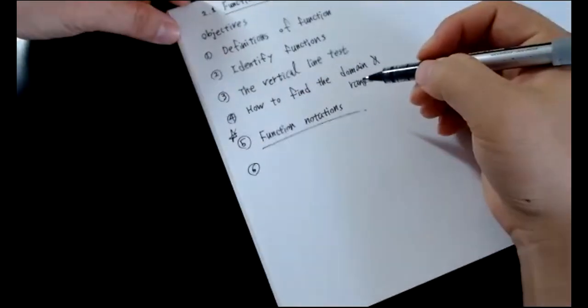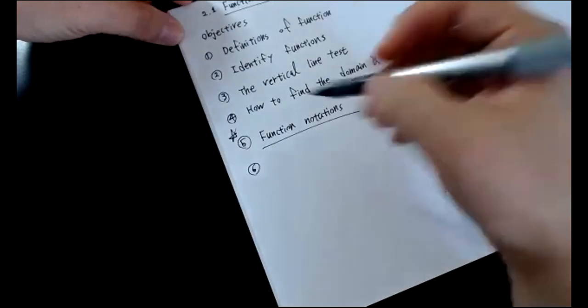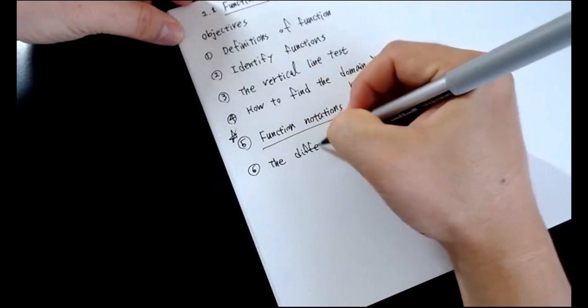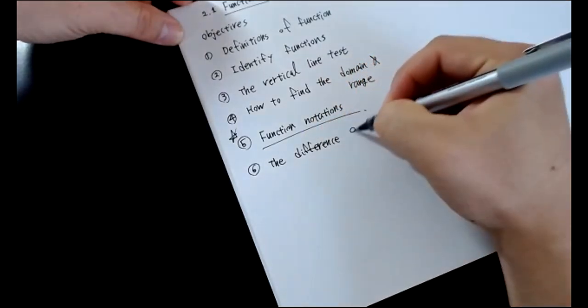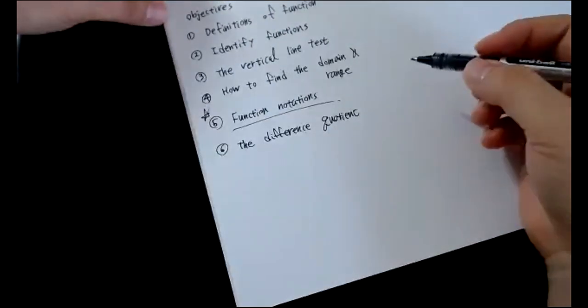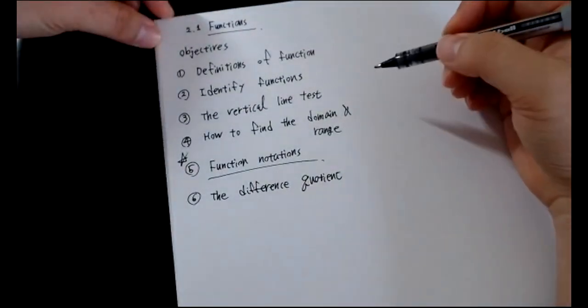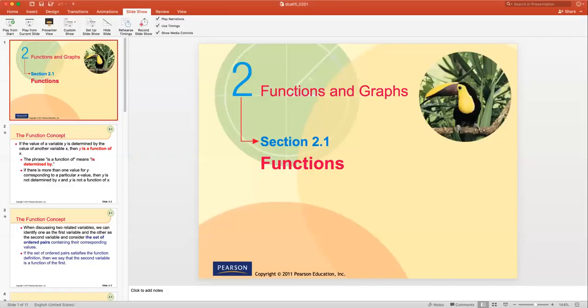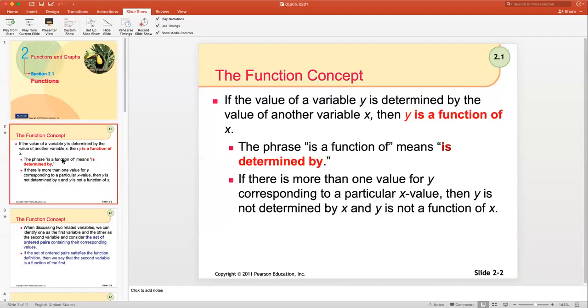The last one is the difference quotient. This is a formula, okay? So let's start from the definition of function. Okay, so we move to the next page.